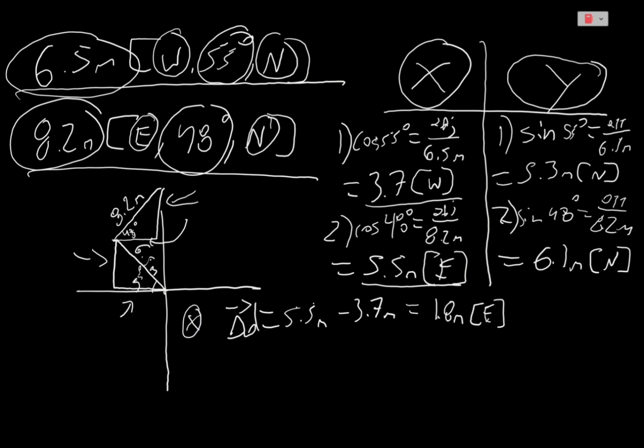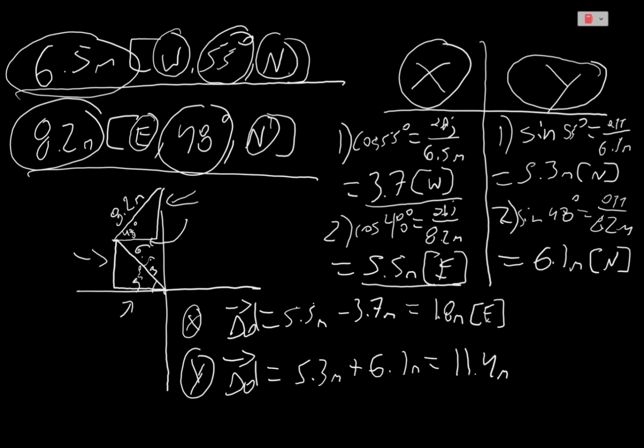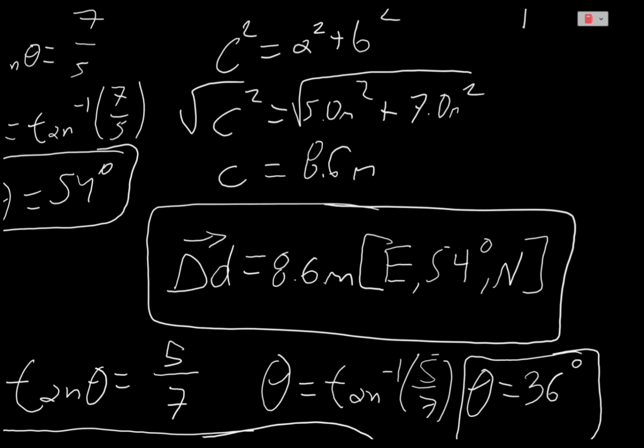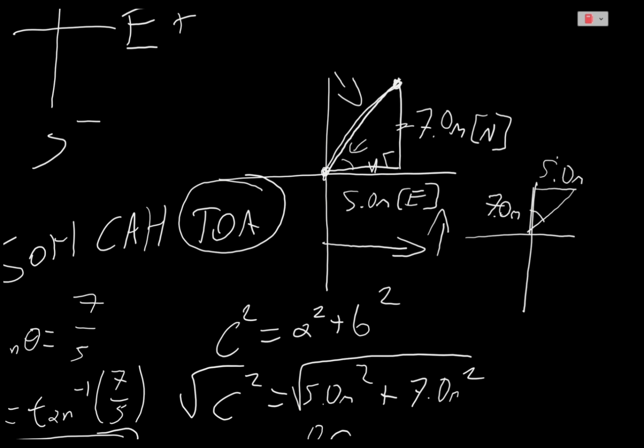This is for the x-axis. Now for the y-axis, it's a little more simple. Both positive values, 5.3 plus 6.1. It's going to give us 11.4 meters north. And now we're back where we started in the question before this, where we were given both side lengths of the triangle, and now all we have to do is solve for the hypotenuse and at which angle that the displacement took place.